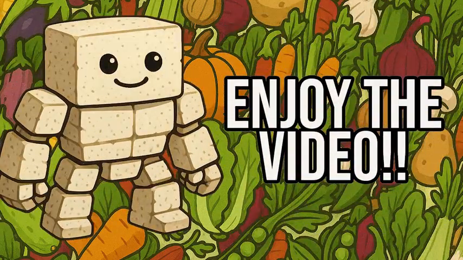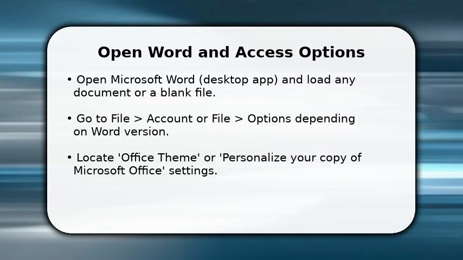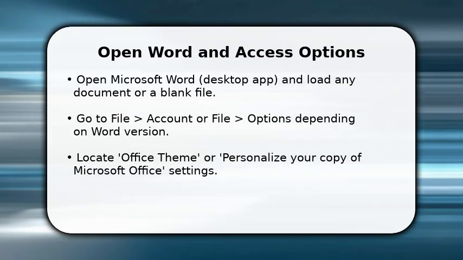Please enjoy the video. You start by opening the desktop Word app and a document. This is necessary because some settings only appear in the app. Next, click File, then choose Account or Options. Different Word versions place theme settings differently.